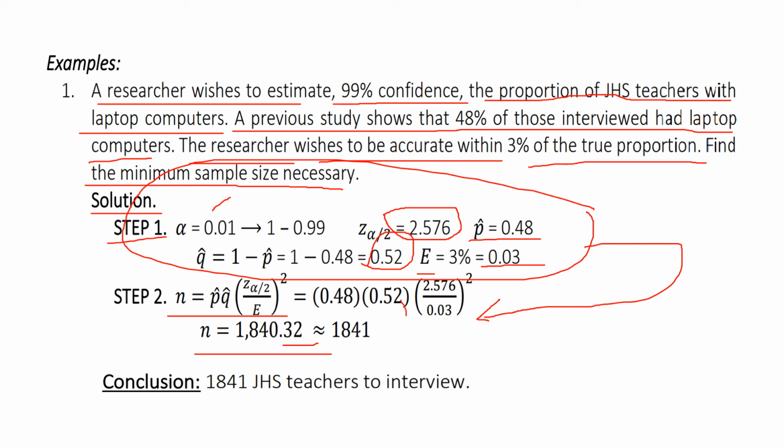So it is approximately equal to 1,841 because 1,840.32 is greater than 1,840. Once it is greater than, we need to round up to the next whole number. That is 1,841 junior high school teachers to interview to make this research successful.